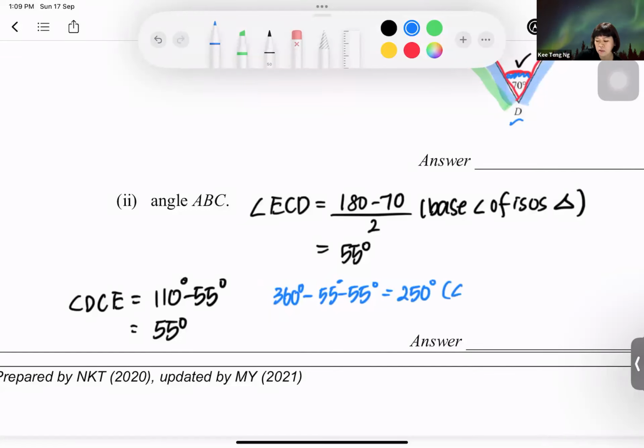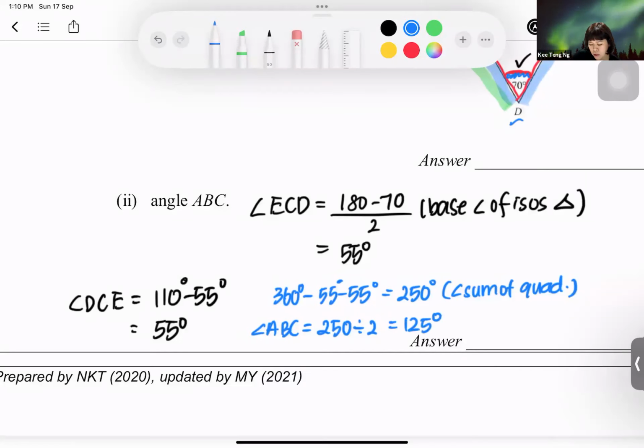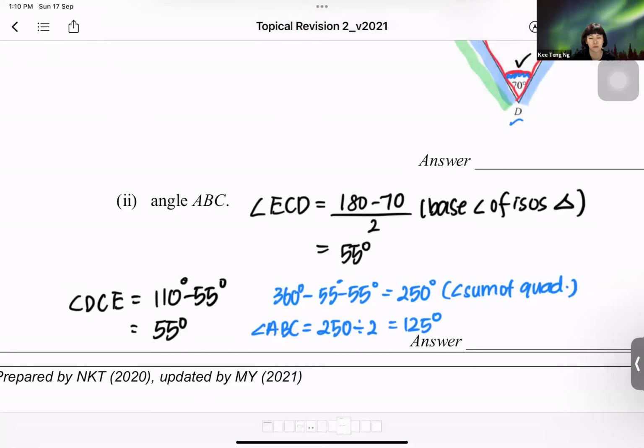This is the angle sum of a quadrilateral. Then I take this angle over here, 250, and divide by 2. Okay, angle ABC: 250 divided by 2 gives me the answer 125 degrees. So all this comes from the property given, and we do not assume that it's on parallel lines. Have you gotten the answer? Without further ado, let's go on to our next question.